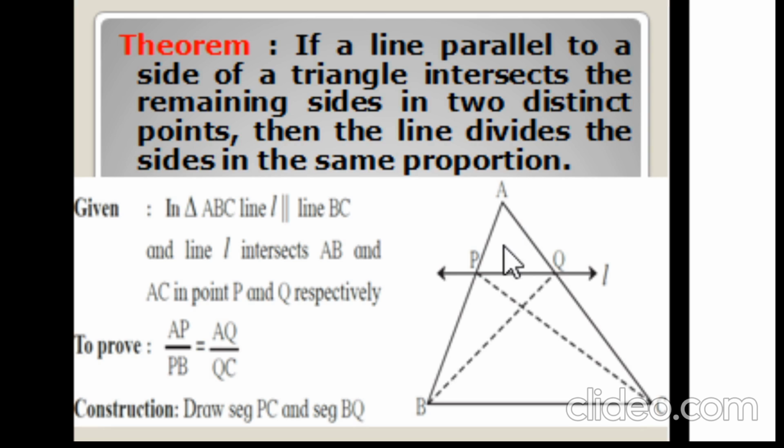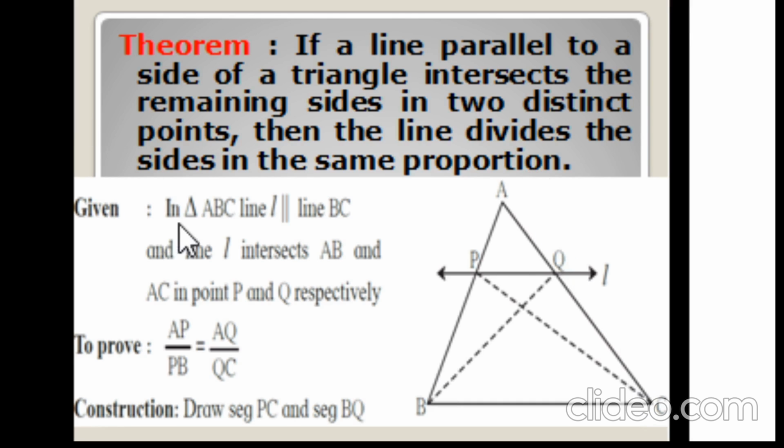Okay, see, this is the line given. This line is L. This line is parallel to side BC of a triangle ABC. Then this line L divides or intersects the remaining sides, that is AB and AC, in two distinct points, that is P and Q. So what the theorem says is that this line L divides AB and AC proportionately, in the same proportion. So AP upon PB is equal to AQ upon QC.